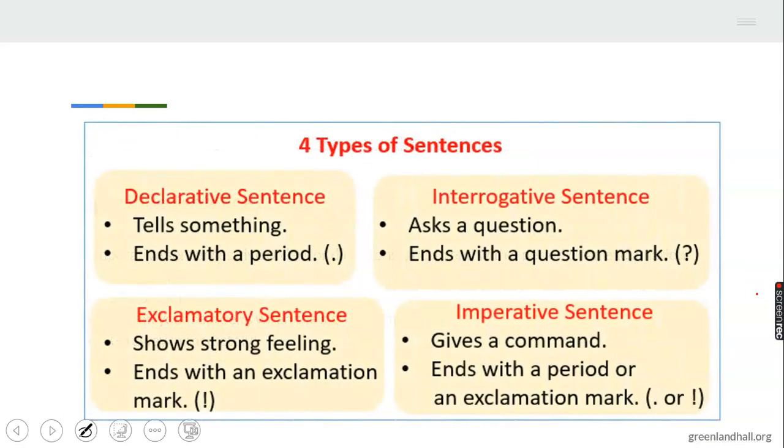Then let's examine them in summary form. You can see on the summary form, this tells you something, ends with a full stop. This asks a question, ends with a question mark. This shows strong feelings, ends with what? Exclamation mark. This gives a command, and it can end with a period or an exclamation mark. This is just a summary of everything I've been saying so far about sentence type based on their function.